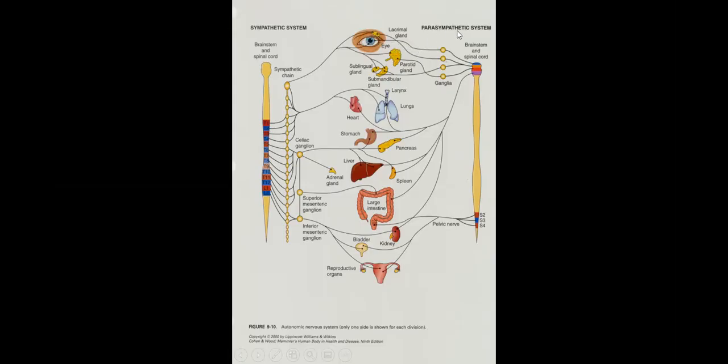If you didn't have your parasympathetic, then your pupil would always be dilated. If you didn't have your sympathetic, then your pupils would always be constricted. They both have to work together to keep the constriction and the dilation in the middle, all right?